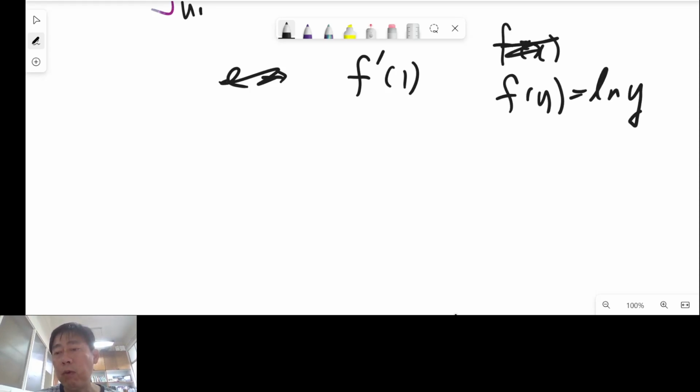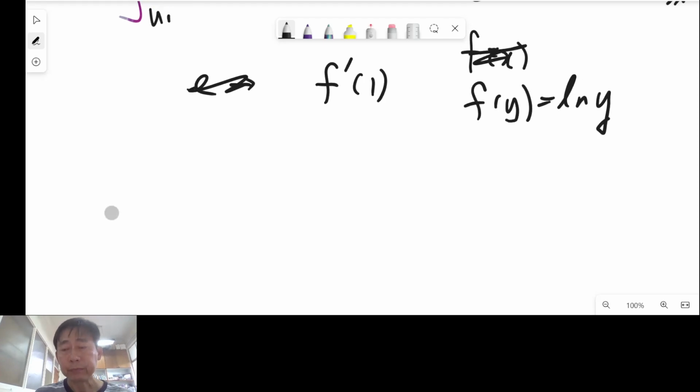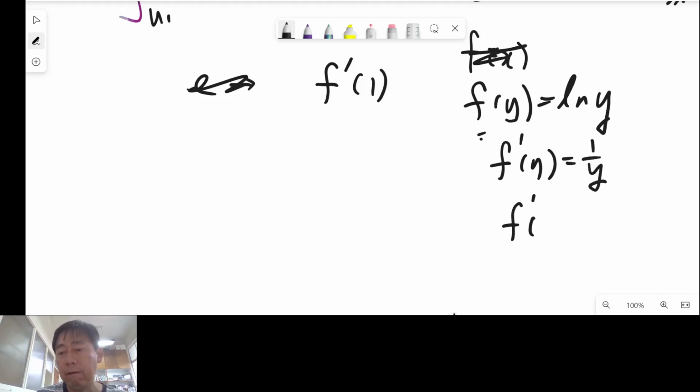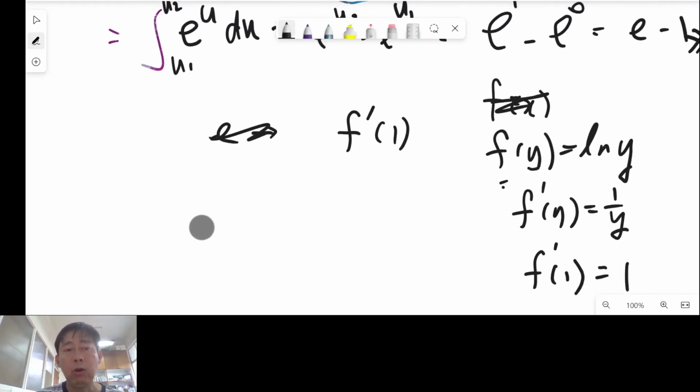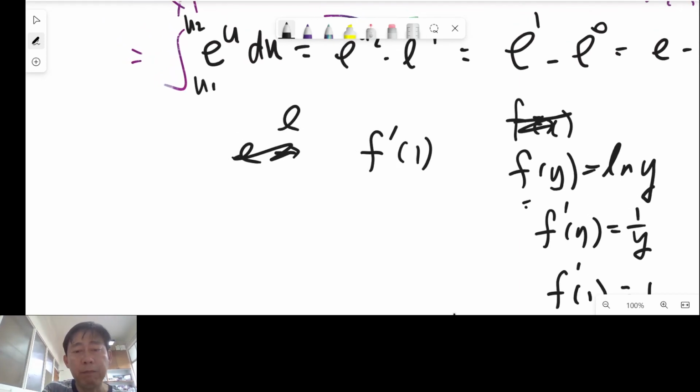So here I use y as the variable, then f is just the function ln y. So the derivative of f is easily 1 over y, and the derivative of f at y equals 1 is then equal to 1. So the value of e can be obtained by evaluating the derivative of the log function at 1.